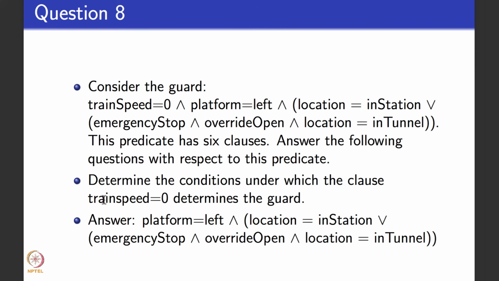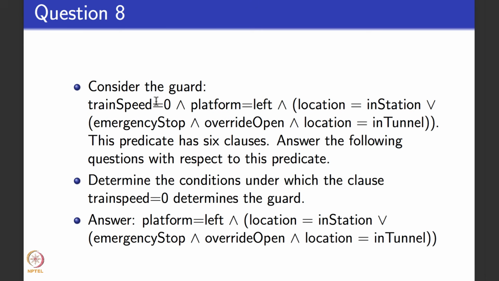So in this question, we've taken the first clause, which is the clause of train speed being equal to 0. And you're asked to determine when this clause will determine the predicate. I have not given you the working out here, but the kind of thing that you have to do is substitute for this clause to be true in this whole predicate, substitute for this clause to be false in the whole predicate, and XOR it. Then use the logical operators and inference rules that we know to be able to simplify it.